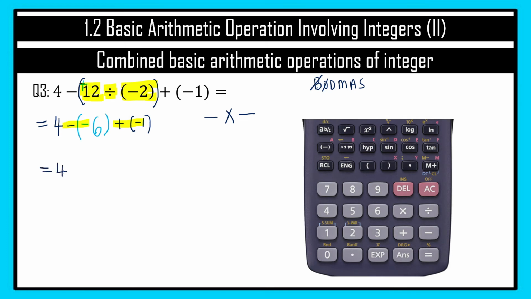Alright, so for negative multiply negative, if you still remember, it will become positive 6. Positive multiply negative, which is negative 1. Okay, now we can continue. 4 plus 6, which is 10, minus 1, you will get 9. Because plus and addition and subtraction is on the same level.